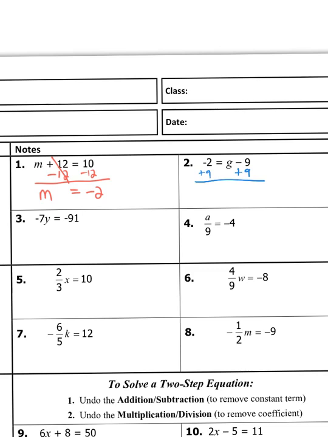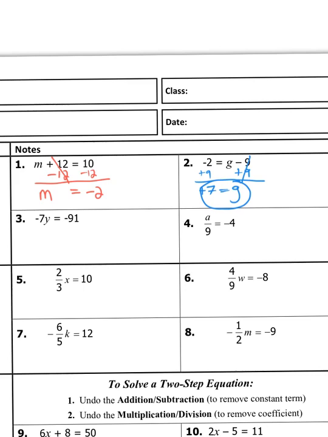Negative 2, so starting at a number line, negative 2 plus 9 is positive 7. Positive 7 equals the negative 9 and positive 9 cancel out, and equals g. So g has the same value as 7, and we can check that because if I think of g being 7, 7 minus 9 is negative 2. Oh great, that also works out.